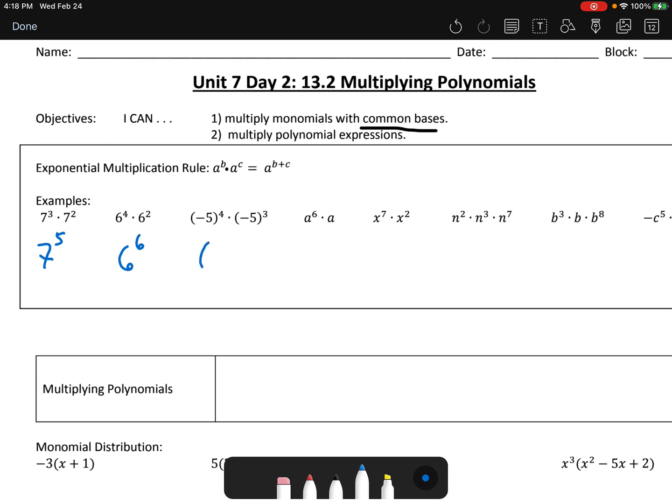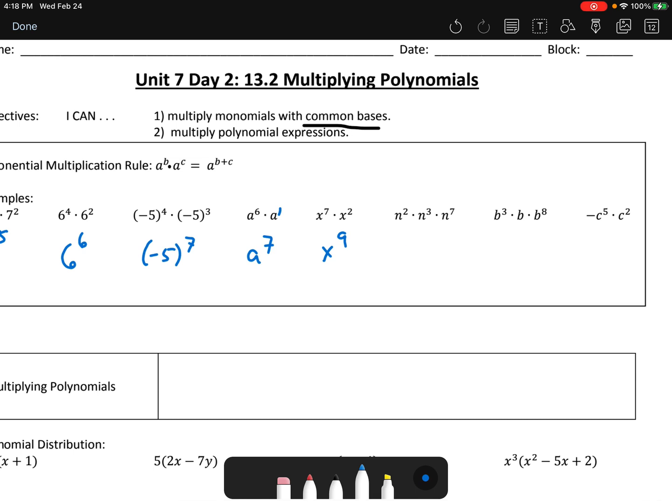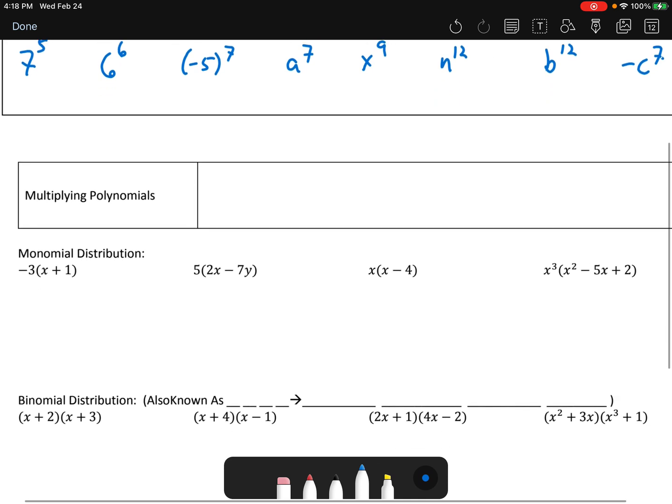6 to the 6th. Negative 5 to the 7th. That's a 1. So that's a to the 7th. X to the 9th. And you might want to just pause this and do it in your notes for yourself and then check. That's n to the 12th. That's a 1. So that's b to the 12th. And this is negative c to the 7th because we still have to honor the negative and positive multiplication. Negative c to the 5th times positive c squared. Negative times positive is negative. So it's negative c to the 7th.